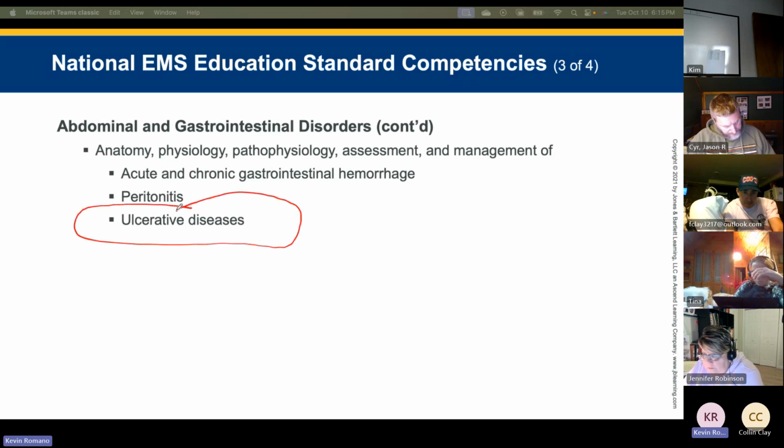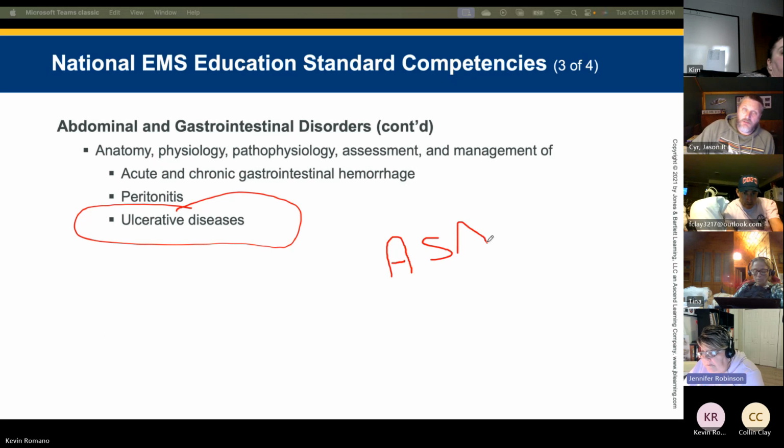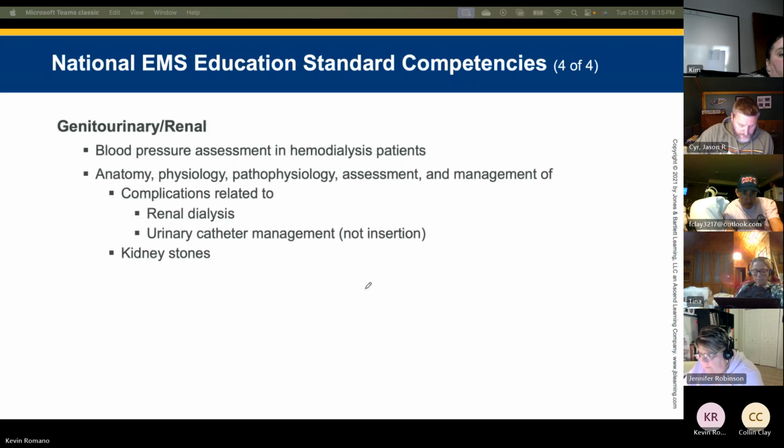I'll circle that really quick. There's a medication that we administer for cardiac patients that, if we have an active bleeding ulcer, is considered contraindicated to administer. What would that be? Aspirin. I'm trying to write that down for you in there as well. But yeah, aspirin. Let's see, where are we here? Lost my train of thought.